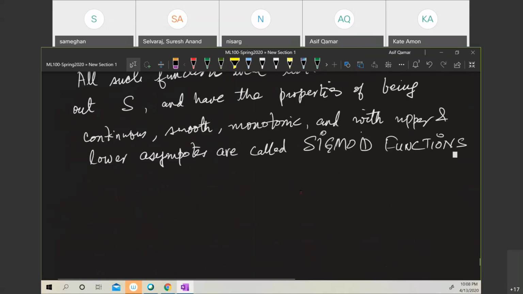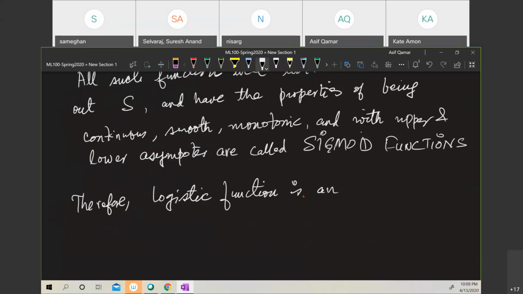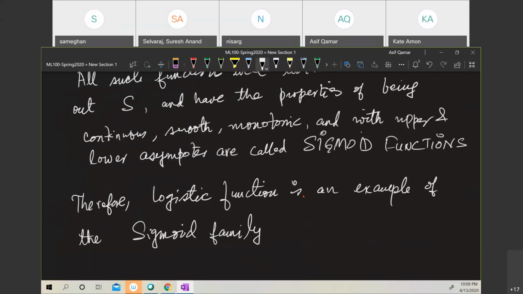And therefore, the logistic function is an example of the sigmoid family of functions. Are we together? Now, this, by the way, is a big statement because it will haunt you for the rest of your career in machine learning. It's used everywhere. The sigmoid functions are everywhere.